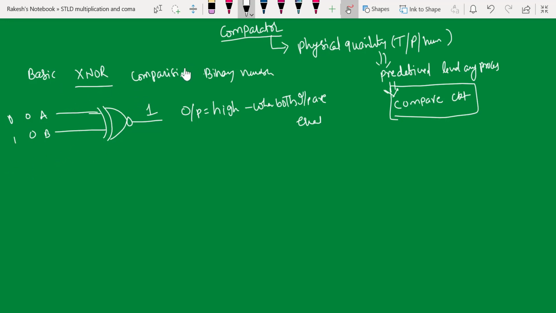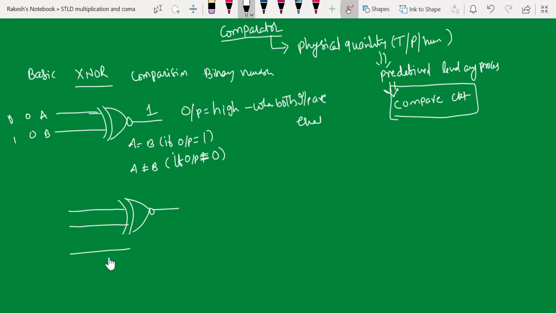Suppose you want to compare only a one-bit number, I can directly use one XNOR gate. If output is 1, A is equal to B, and if output is not 1, suppose the output is 0, you can say that here A and B bits are not equal. Suppose you have a 2-bit number, in that case you have to use 2 XNOR gates. So let us take a simple example for the 2-bit case.